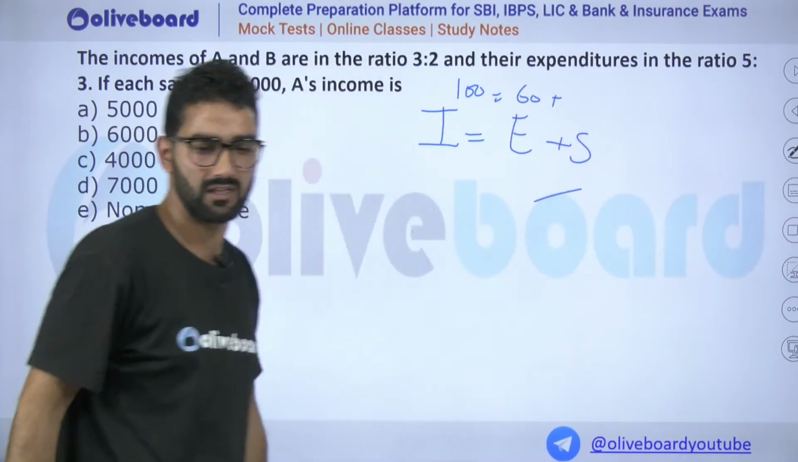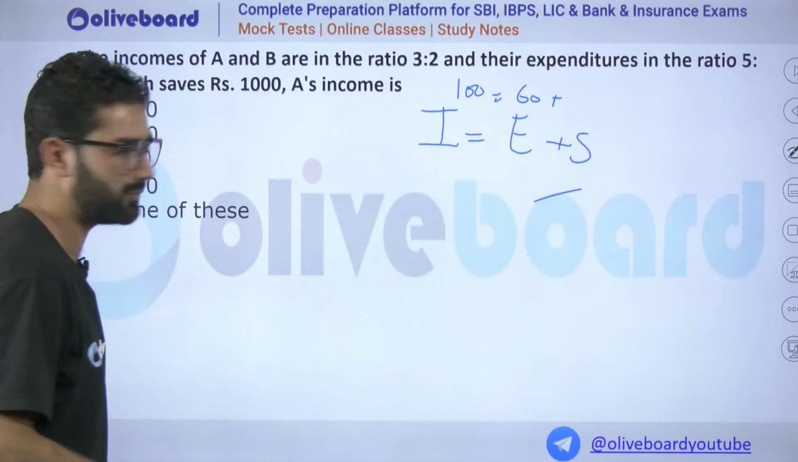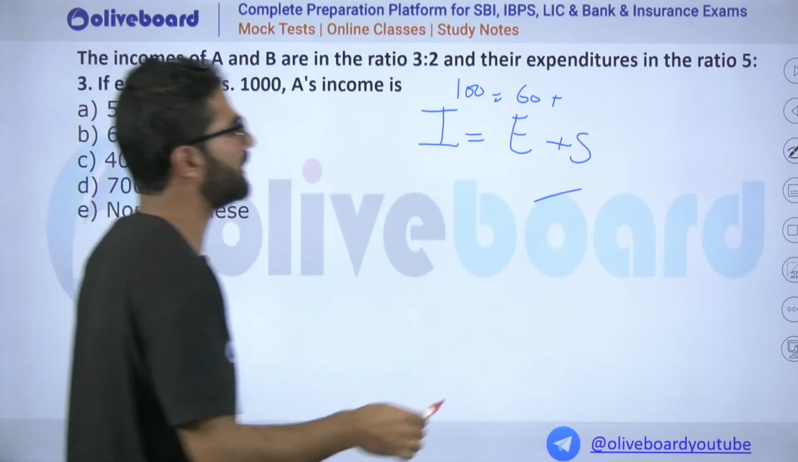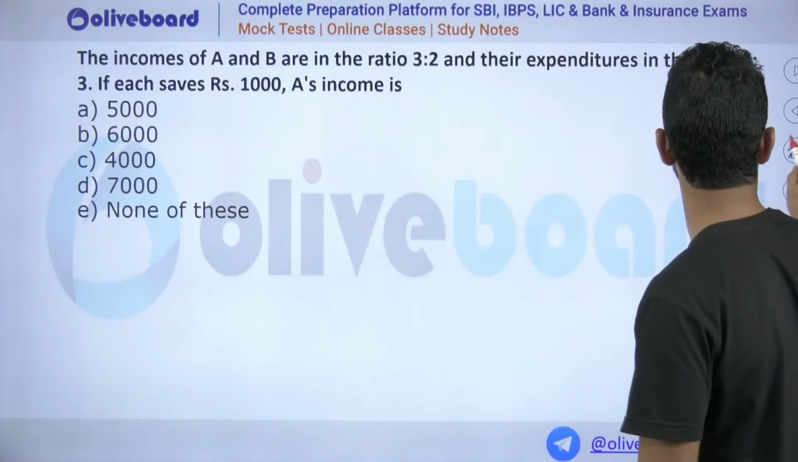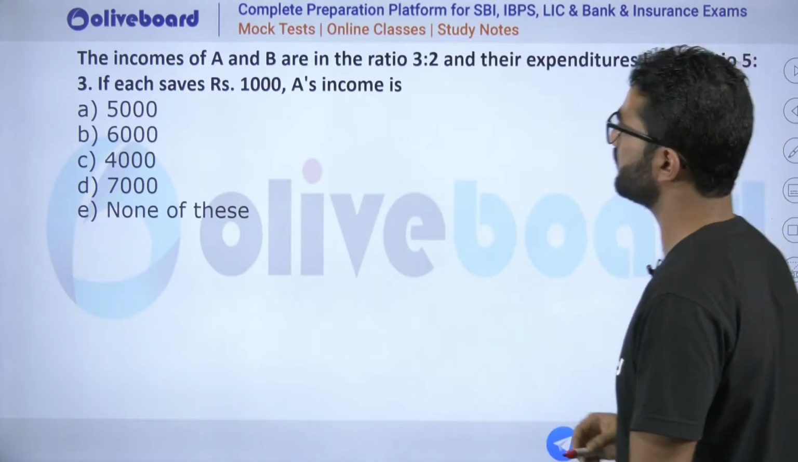So doing by this equation, you have to calculate. Income is nothing but the sum of expenditure and saving. Do it by that method, my dear.